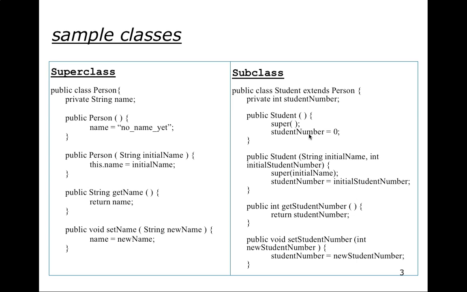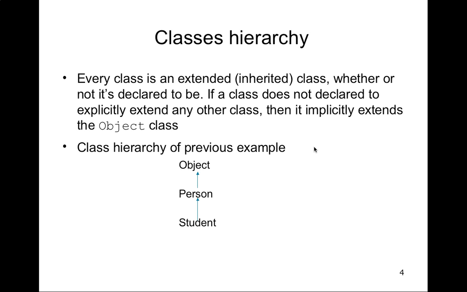So let's move on. Class hierarchies. Every class is an extension or is an inherited class, whether or not it's declared to be. This is what I was saying before: everybody comes from object, and you'll see this funny little NSObject thing. It means the same thing in Objective-C. Well, we haven't seen that yet.